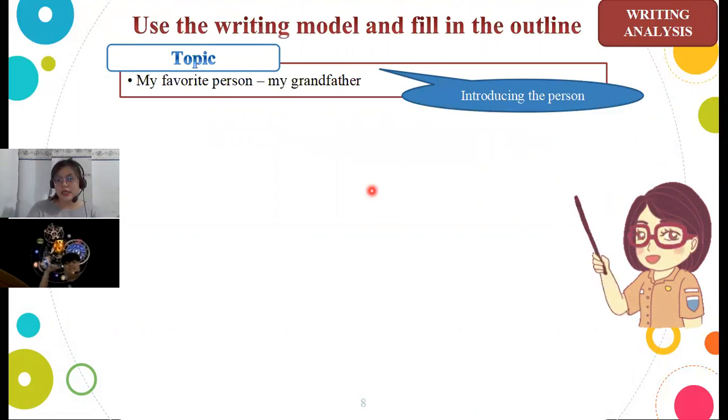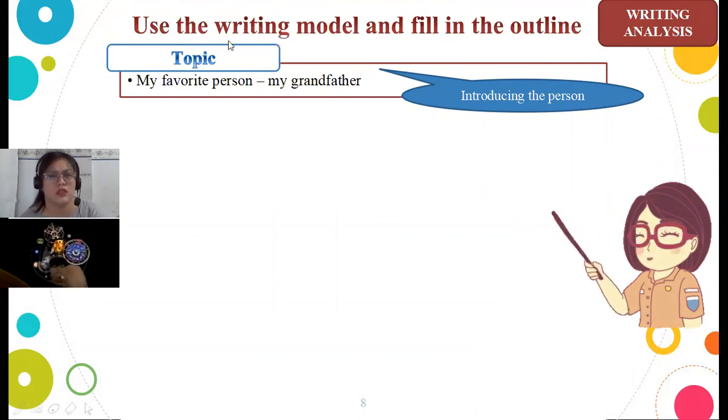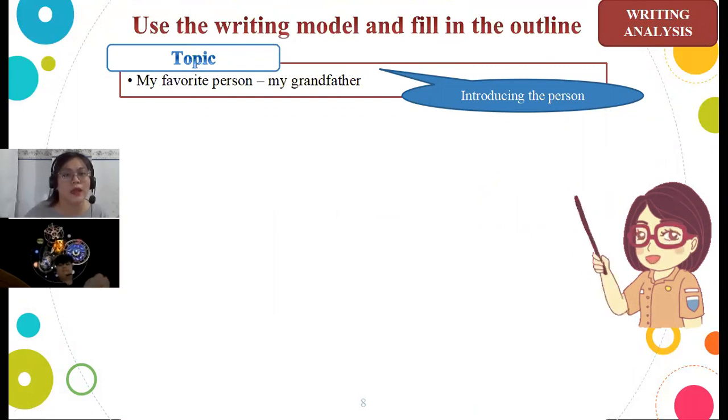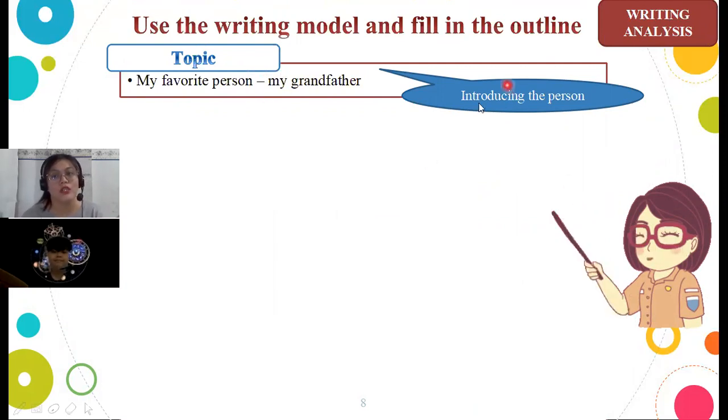Okay, now I'll give you a homework about this one, so listen carefully. Use the writing model and fill the outline. First is the topic. You think of a topic you can discuss. In this lesson, the topic is my favorite person, which is his grandfather. So this is the introductory part wherein you will tell your audience who your favorite person is.